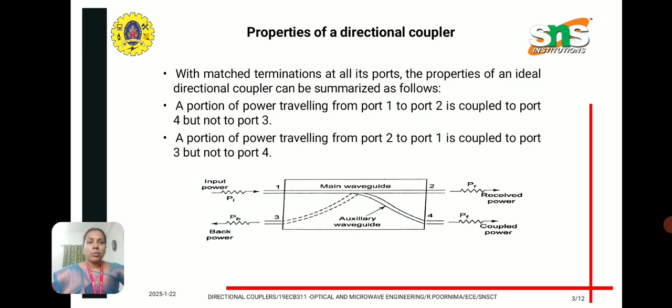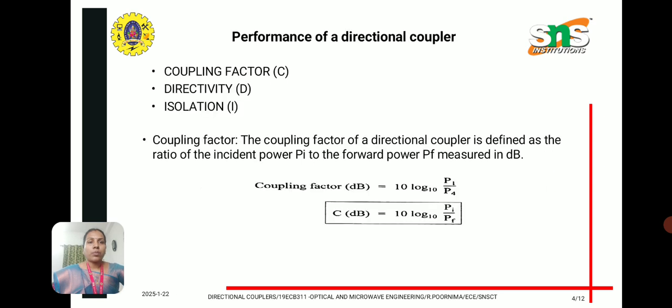With matched termination at all the ports, the properties are: a portion of power traveling from port 1 to port 2 is coupled to port 4 but not to port 3, and similarly a portion of power traveling from port 2 to port 1 is coupled to port 3 and not to port 4. As shown in this picture, the main waveguide consists of port 1 and port 2, and the auxiliary waveguide consists of port 3 and port 4.